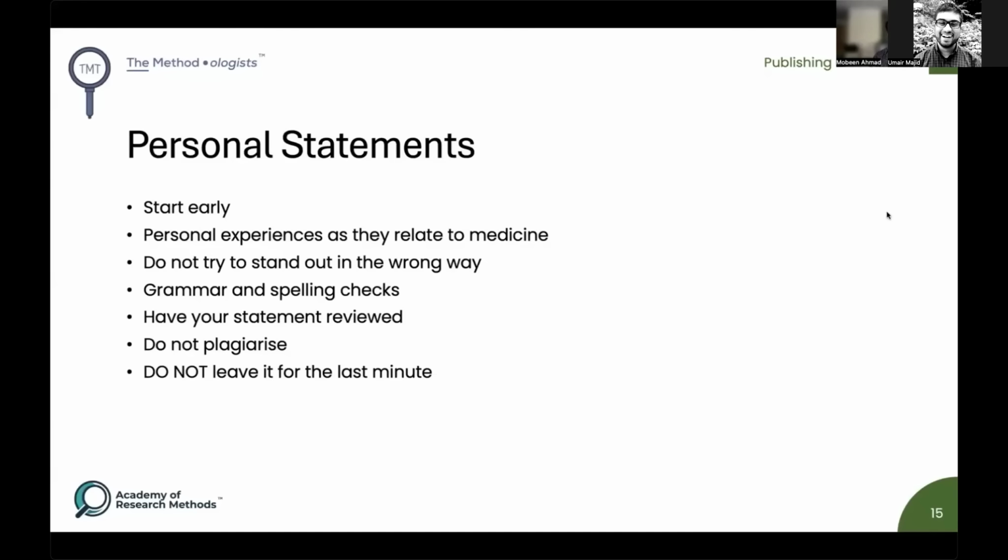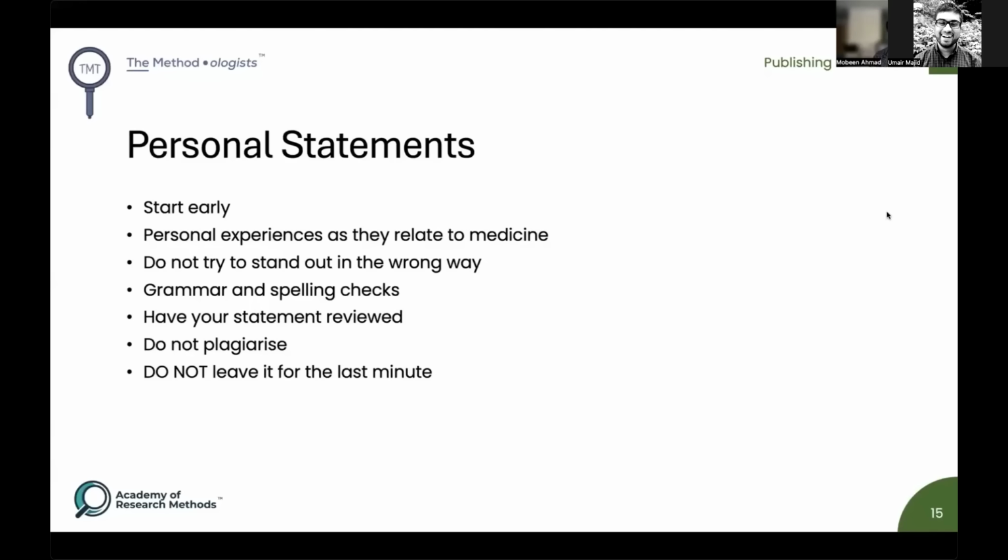Do not plagiarize your personal statement. Programs are very good at recognizing when a personal statement has been used year after year. Some of them even have programs to check for plagiarism. And don't leave this for the last minute. It takes months to write a personal statement. Ask people who have been in the field, people who have matched, to send them your personal statement for suggestions.